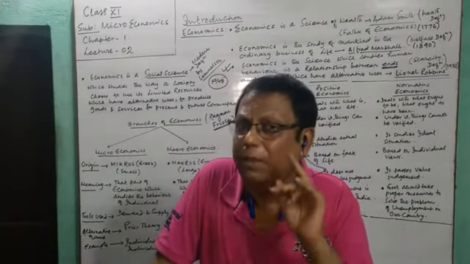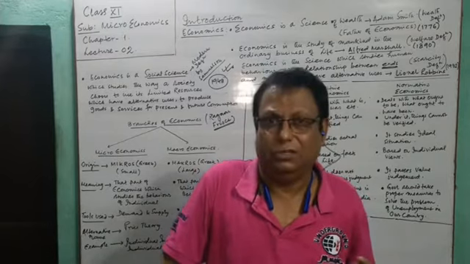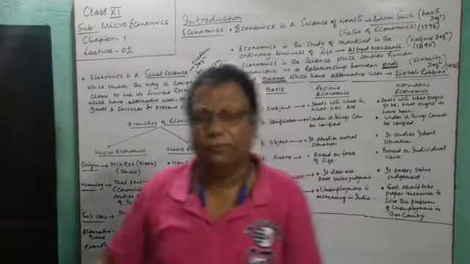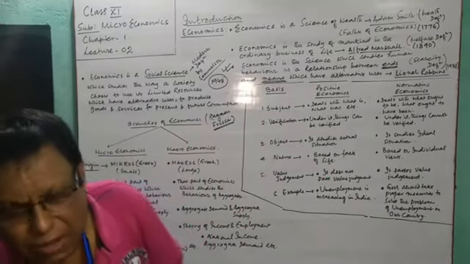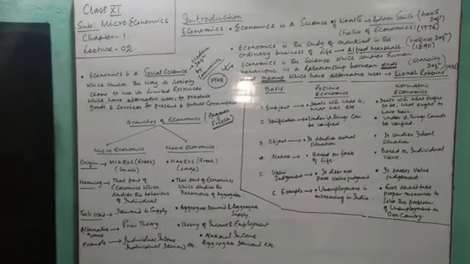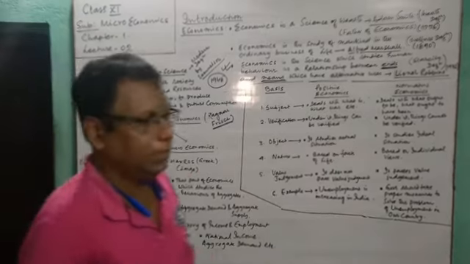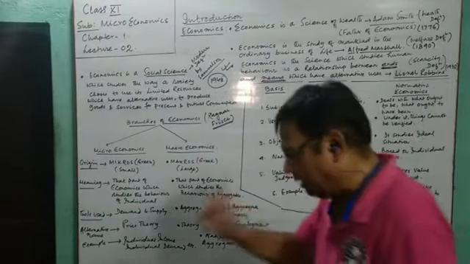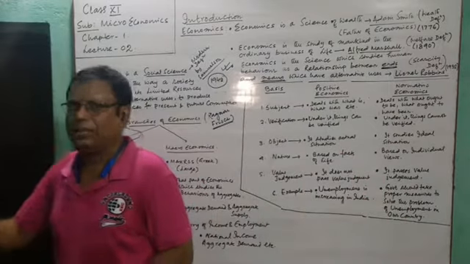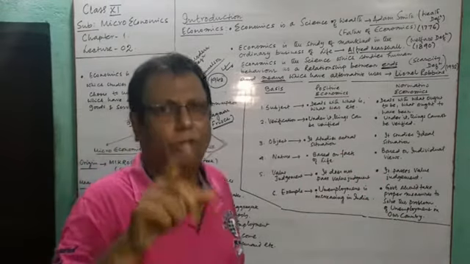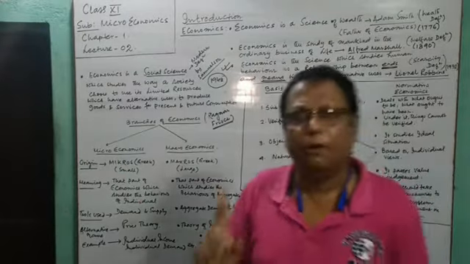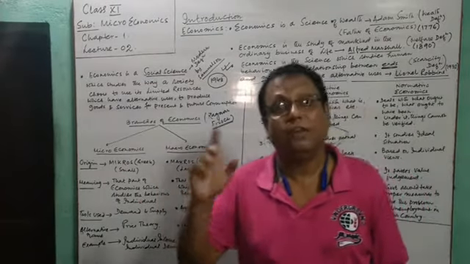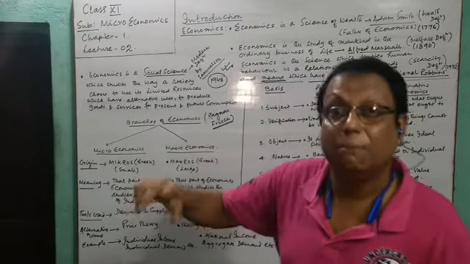When economic problems are studied from an individualistic point of view, what is the meaning of individualistic point of view? You see, dear students, from the point of view of a person, from the point of view of a family, from the point of view of a businessman, from the point of view of a farm, from the point of view of an industry, that is known as microeconomics.